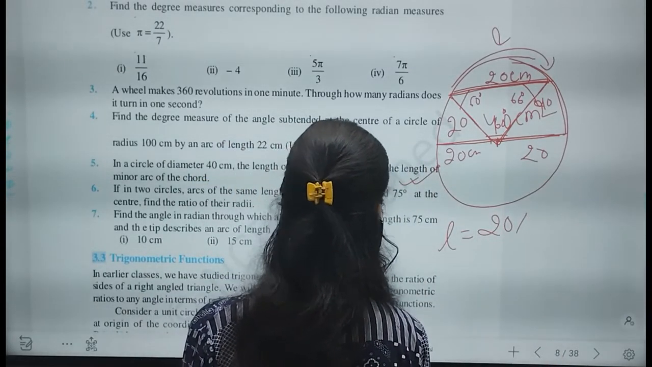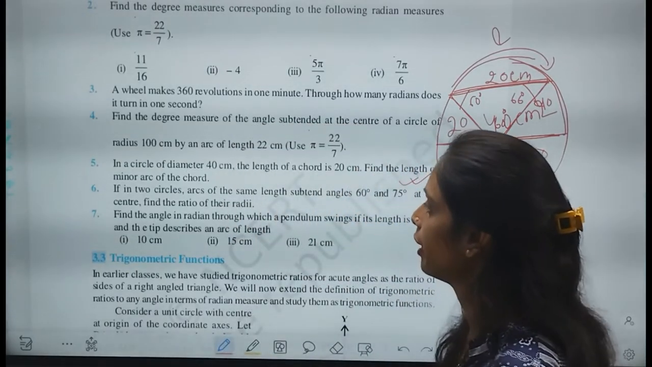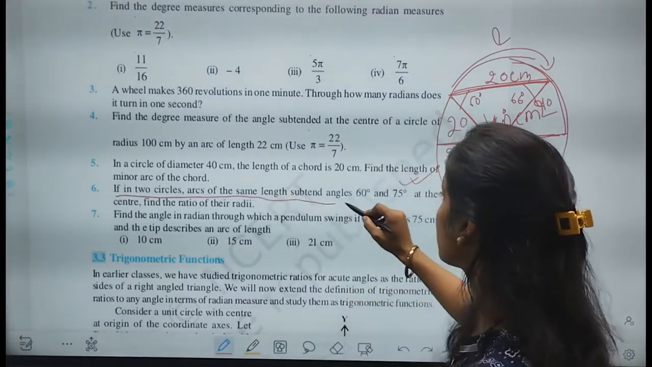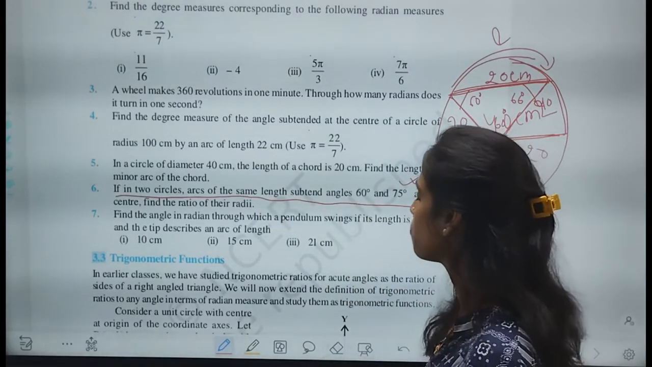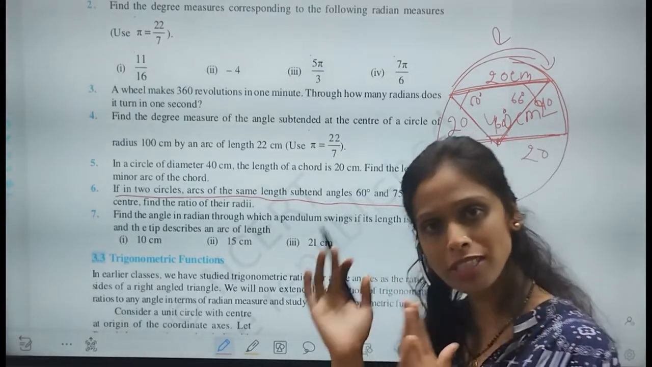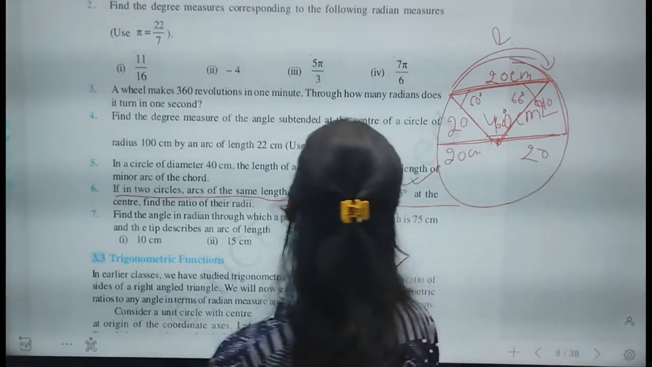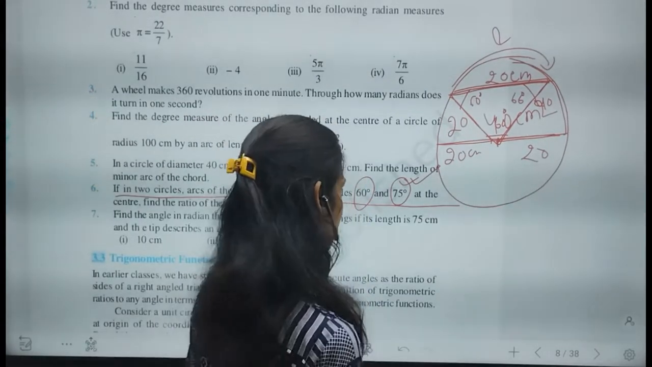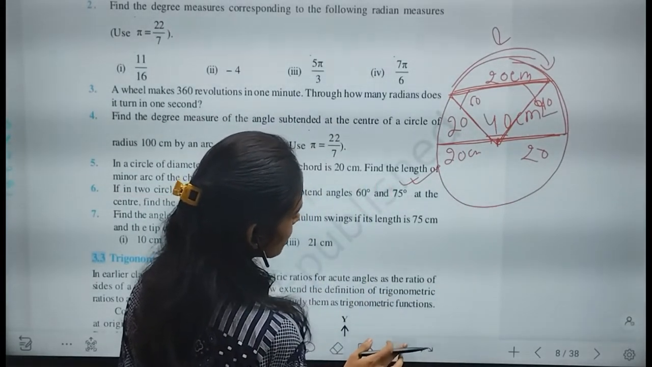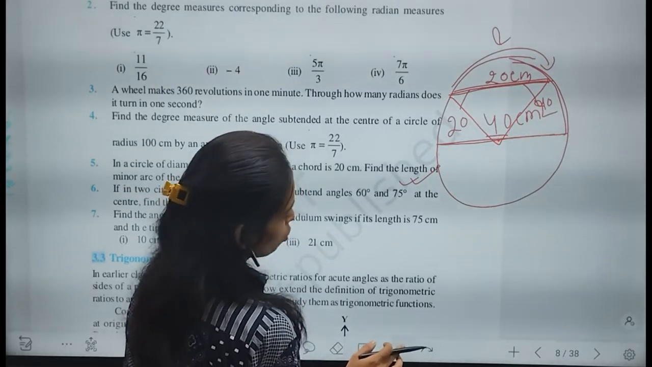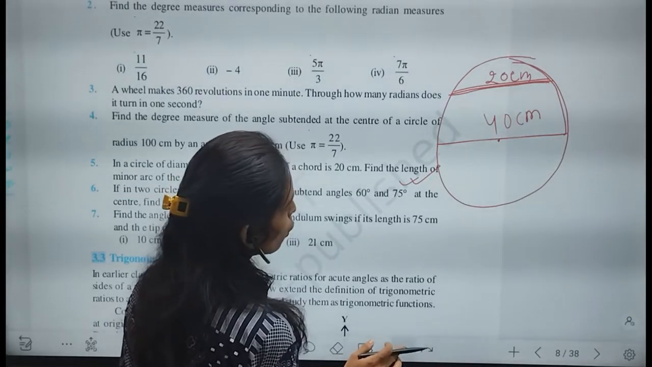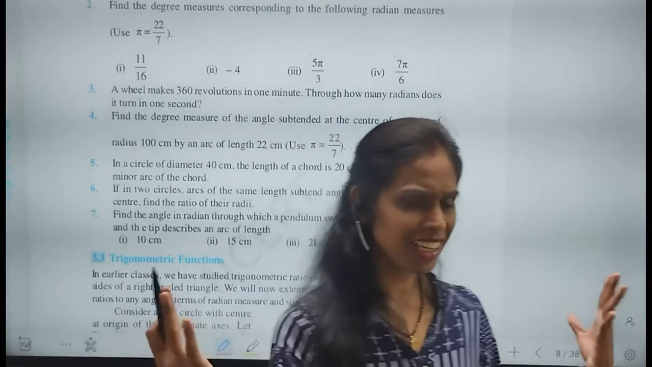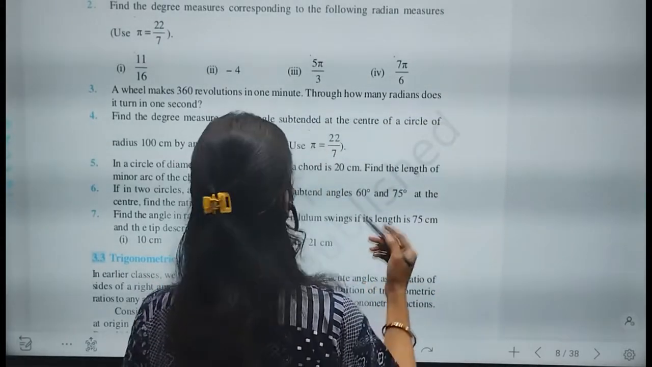Okay, now the next question is saying that two circles have arcs of the same length, subtending angles 60 and 75. Okay, now 60 and 75, so what is the ratio of the radii? You know very well, this is a very easy question, and if you practice more at home, then I think you will understand it in a crystal clear manner.